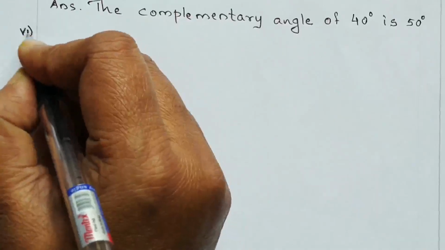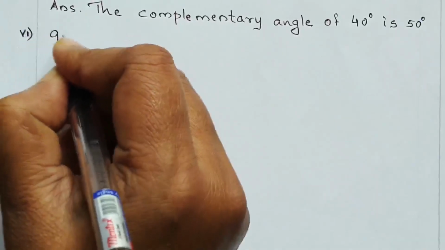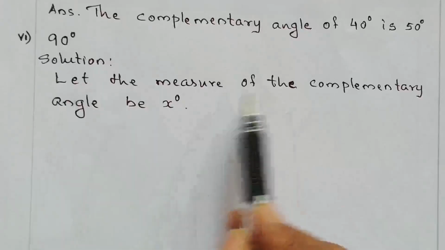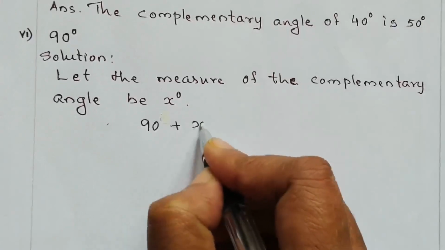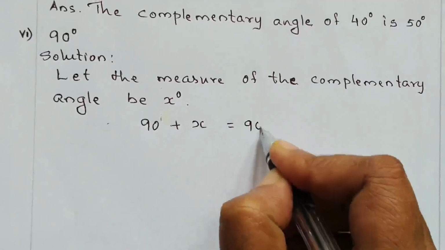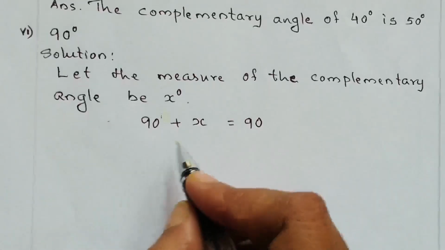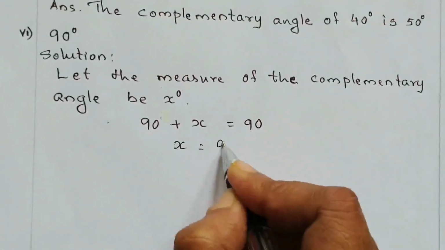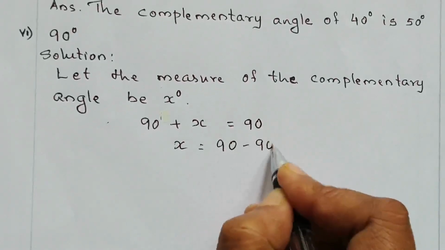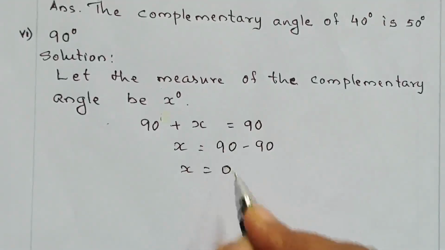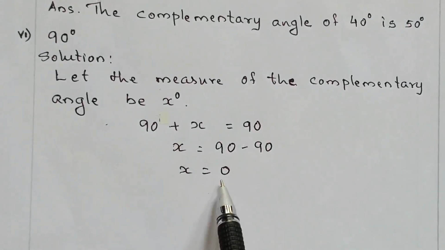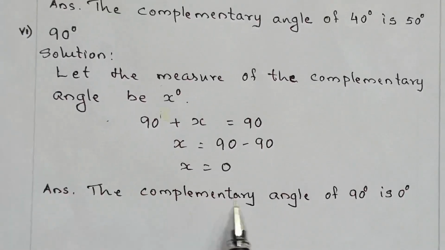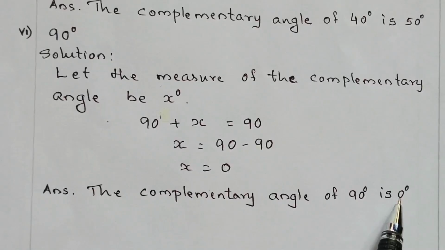Let's try question number 6. The angle is 90 degrees. Let the measure of the complementary angle be x degrees. We can write 90 plus x is equal to 90 because they are complementary angles. So x is equal to 90 minus 90, that is, x is equal to 0. So what is the complementary angle of 90 degrees? The complementary angle of 90 degrees is 0 degrees.